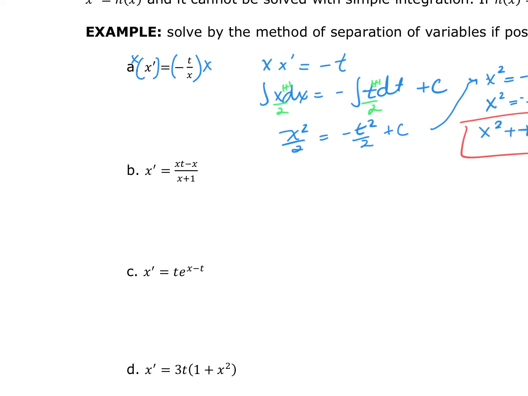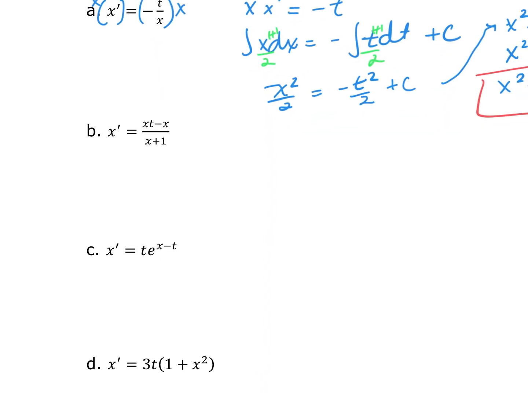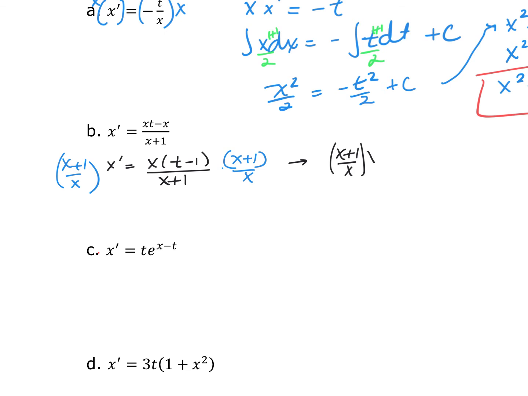Let's go ahead and take a look at my next example. So my next example, I really want to get t by itself. So the first thing I'm going to do is say, hey, can I get t by itself? So I'm going to factor. And this is why I started out with factoring. And so I have x prime is equal to, I'm going to factor an x out of the numerator, leaving me t minus 1. In the denominator, I have x plus 1. So I'm going to multiply both sides by x plus 1 over x. And the reason I'm going to do that is that will get me just t minus 1 by itself. So I end up with x plus 1 over x multiplied by x prime, which is equal to t minus 1.